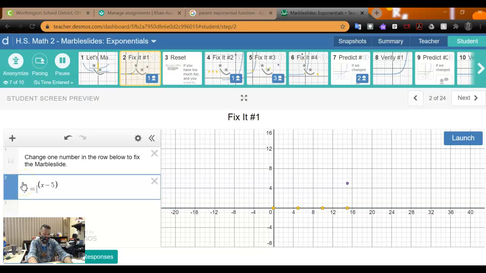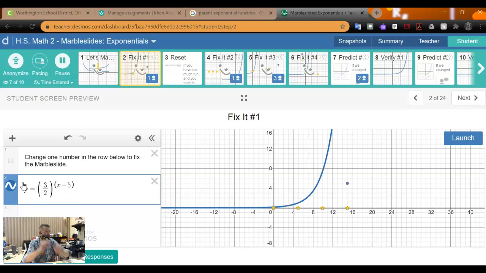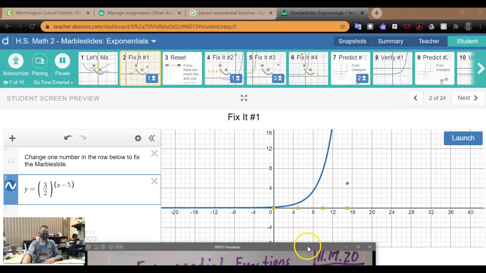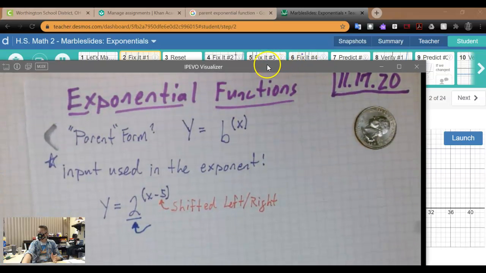Well, what about, like, I could do, like, 3/2. Oh, not like that, though. I can do that. So, wait, I don't think it shifts it up and down. I think the number being raised, it's the what? It's the steepness, right?